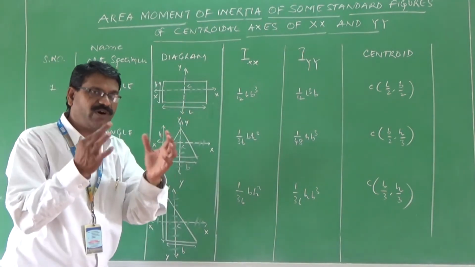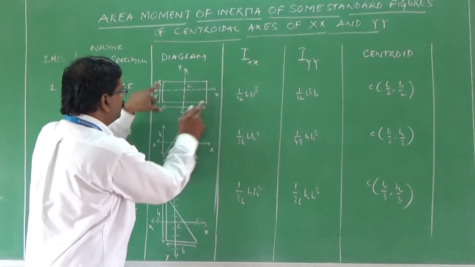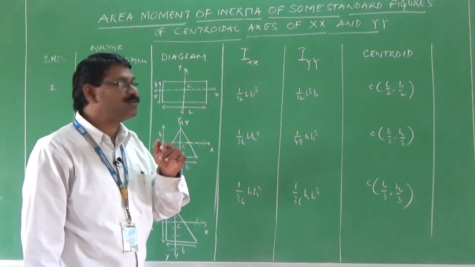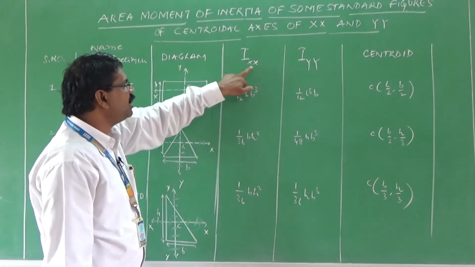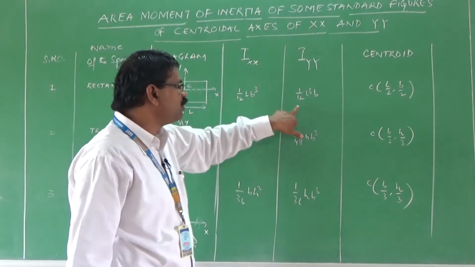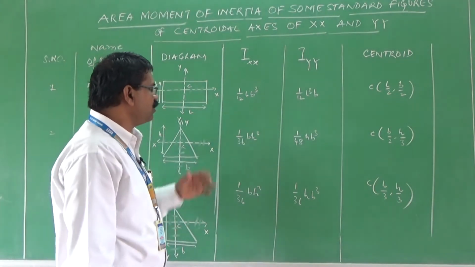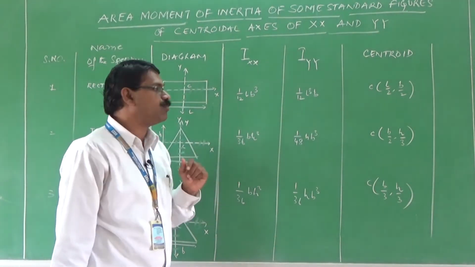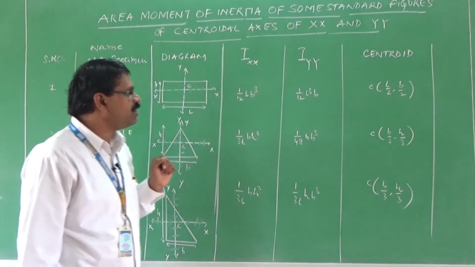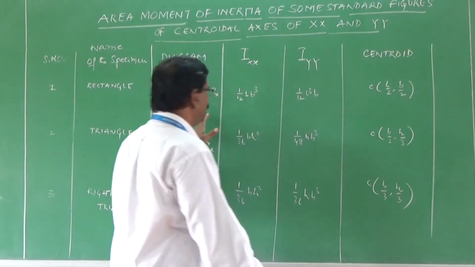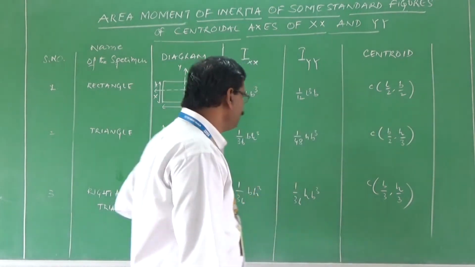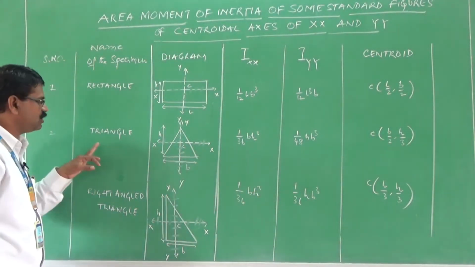And how do we find the moment of inertia with respect to the xx and yy directions? We have standard stipulated formulas for determining the area moment of inertia: I_X of this rectangle is 1/12 l b cubed, and I_Y of this rectangle is 1/12 l cubed b. Let me explain the terms in these formulas. L is the length of the rectangle and B is the breadth of the rectangle. Similarly, to find the centroid of this rectangle, we have a standard formula: C of L/2 comma B/2.